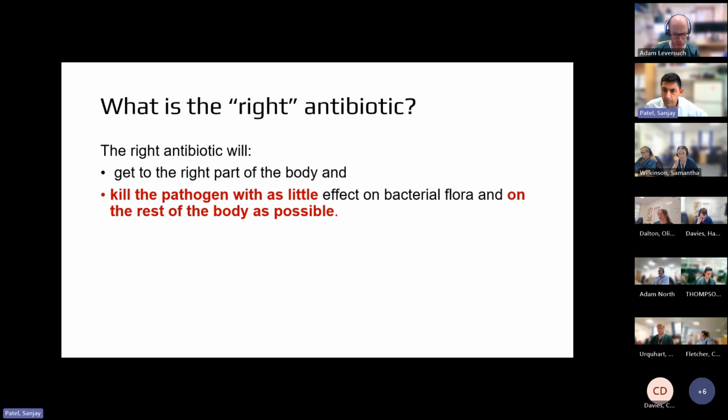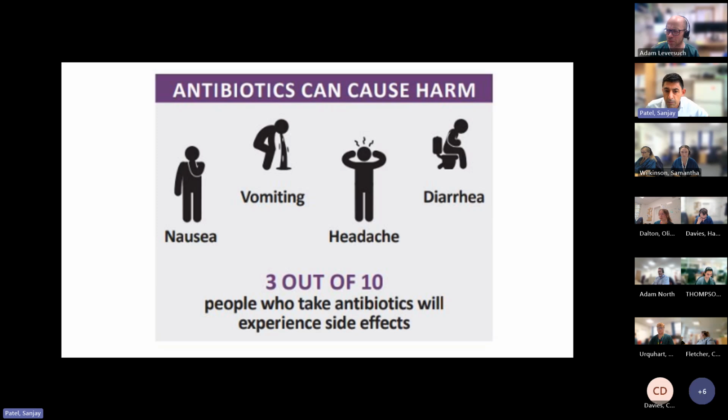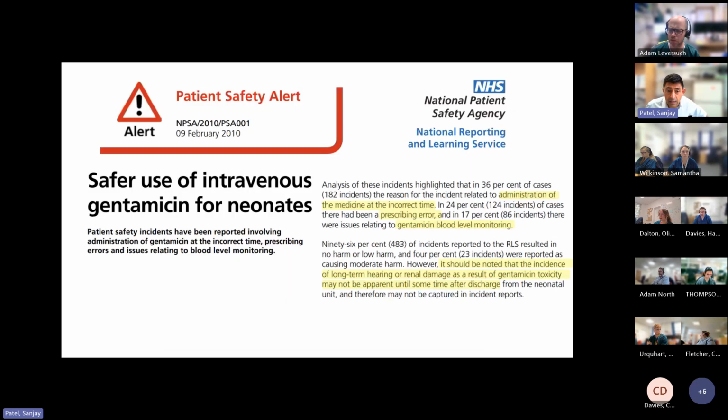And then, what is the right antibiotic? We said it needs to kill the pathogen with as little effect on the rest of the body, and that's because many antibiotics confer side effects, adverse drug reactions, and things like gentamicin that we commonly use, we're increasingly realizing we have to be careful with because of its impact on ototoxicity. And that's some thoughts about what might be introduced in some places or in the future about how we can screen for babies that are most susceptible to hearing loss associated with aminoglycosides.